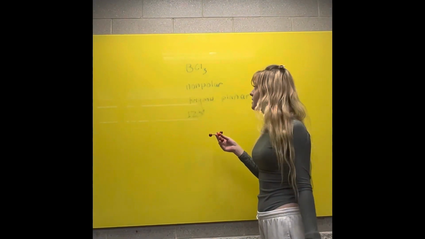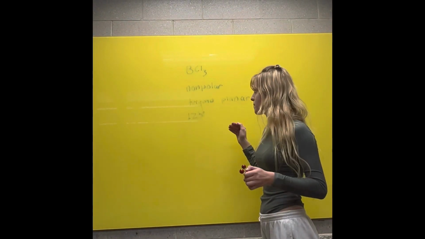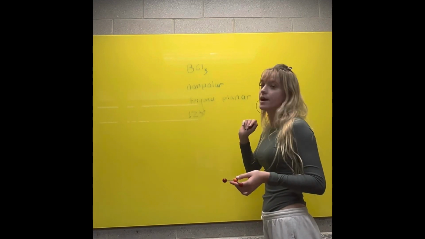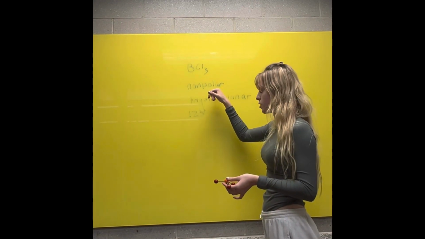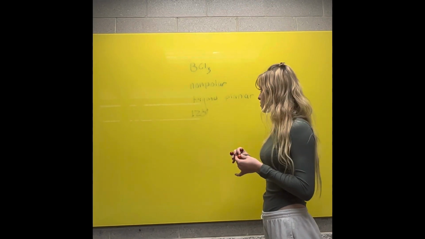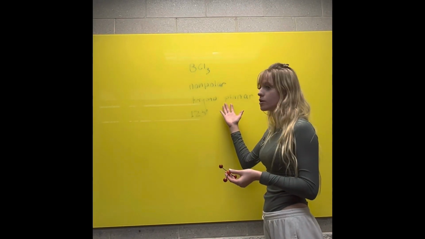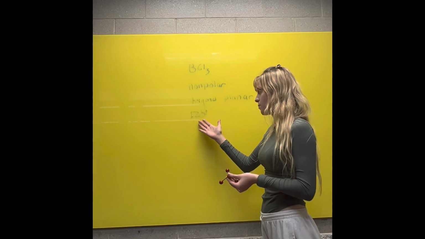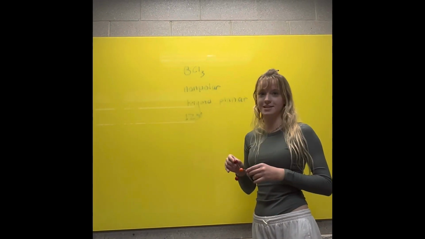Boron trichloride has an electron pair geometry of trigonal planar, and since it is nonpolar and it has 3 structural bond pairs, its molecular geometry is also trigonal planar, and because of that, it has an ideal bond angle of 120 degrees.